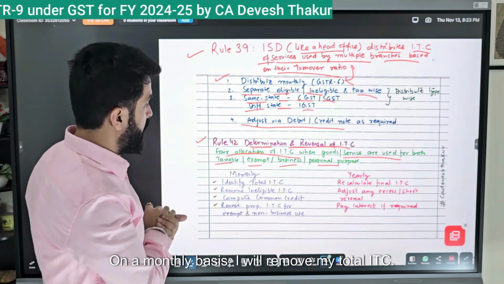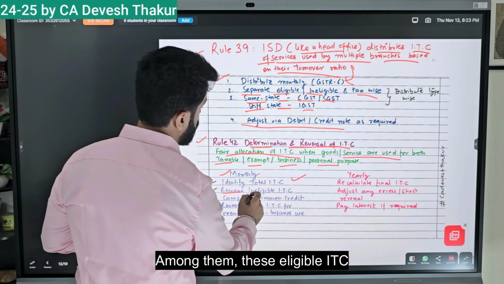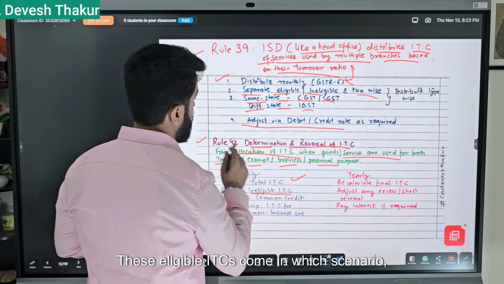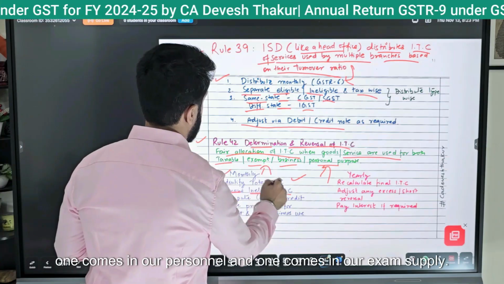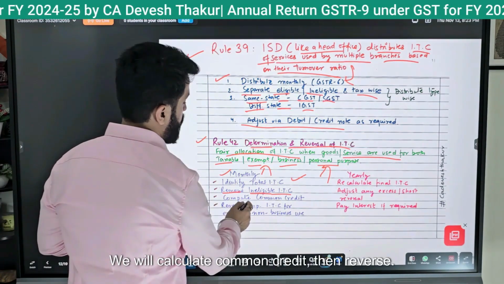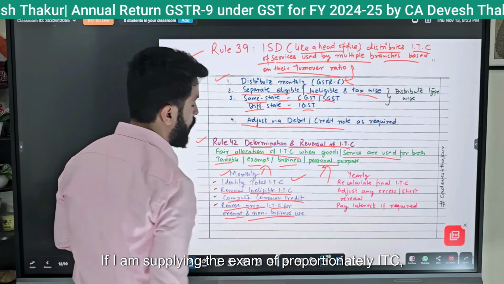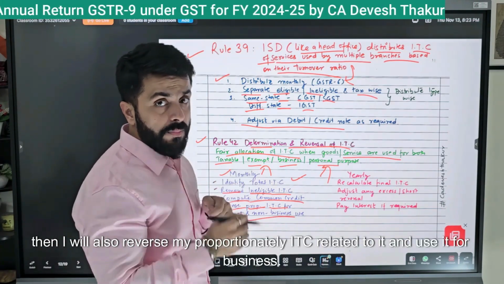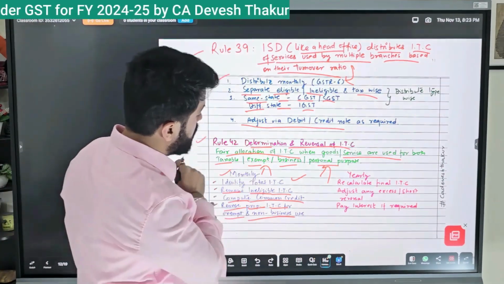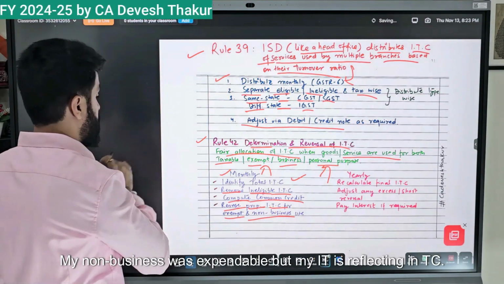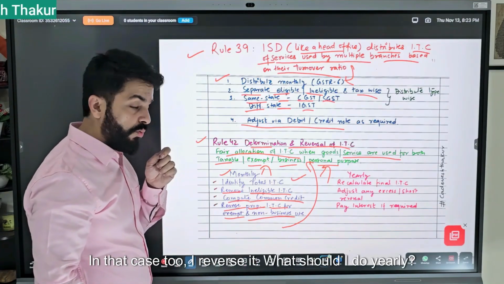On a monthly basis, I will take out my total ITC. Among them, these eligible ITCs come in which scenario? One comes in our taxable supply and one comes in our exempt supply. We will calculate the common credit, then reverse. If I am making exempt supply, then I will reverse the proportionate ITC related to it. And if it was used for non-business purposes but is reflecting in ITC, in that case too, I reverse it.